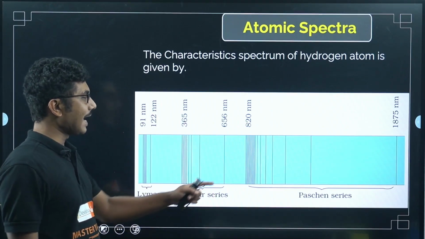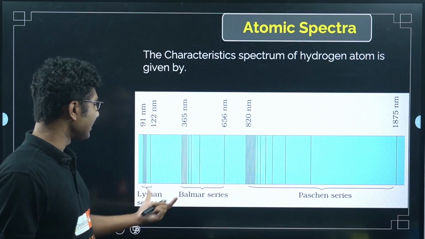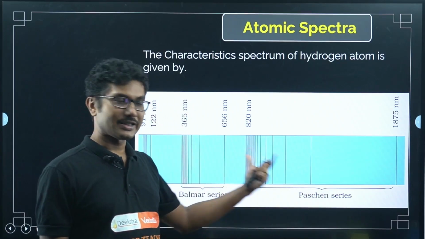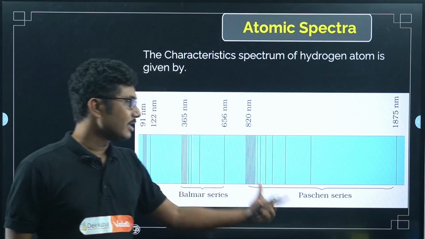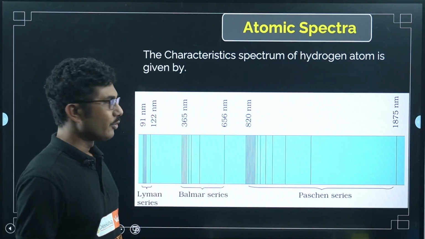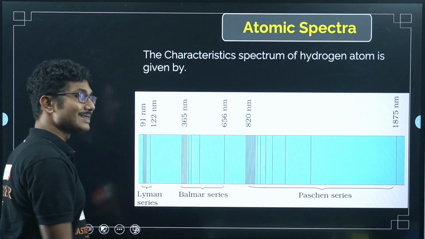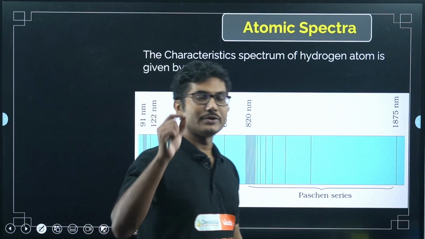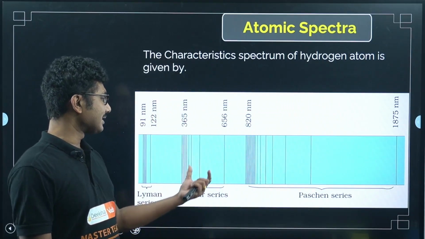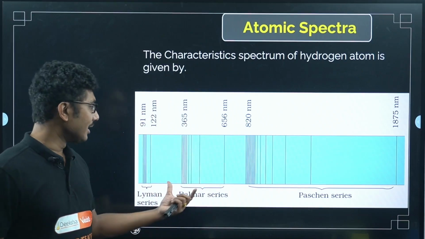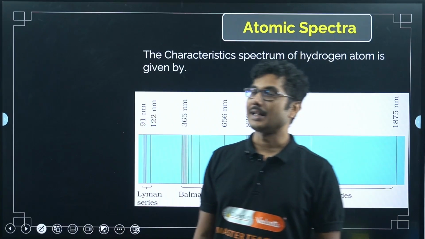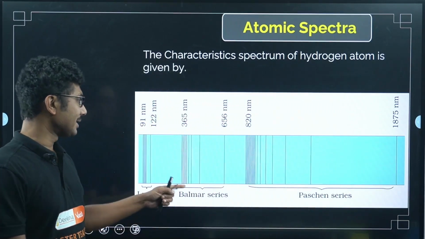And this has some names: Lyman series, Balmer series, and Paschen series. Some say Paschen, some say Paschen, I say Paschen. These are the three series. Out of that, Balmer series is in the visible zone. If you have heard the name hydrogen lamp, it is basically when you excite hydrogen gas in a tube in the Balmer series zone, then it emits a particular color of light, and that is called Balmer series. Balmer series is in the visible zone.